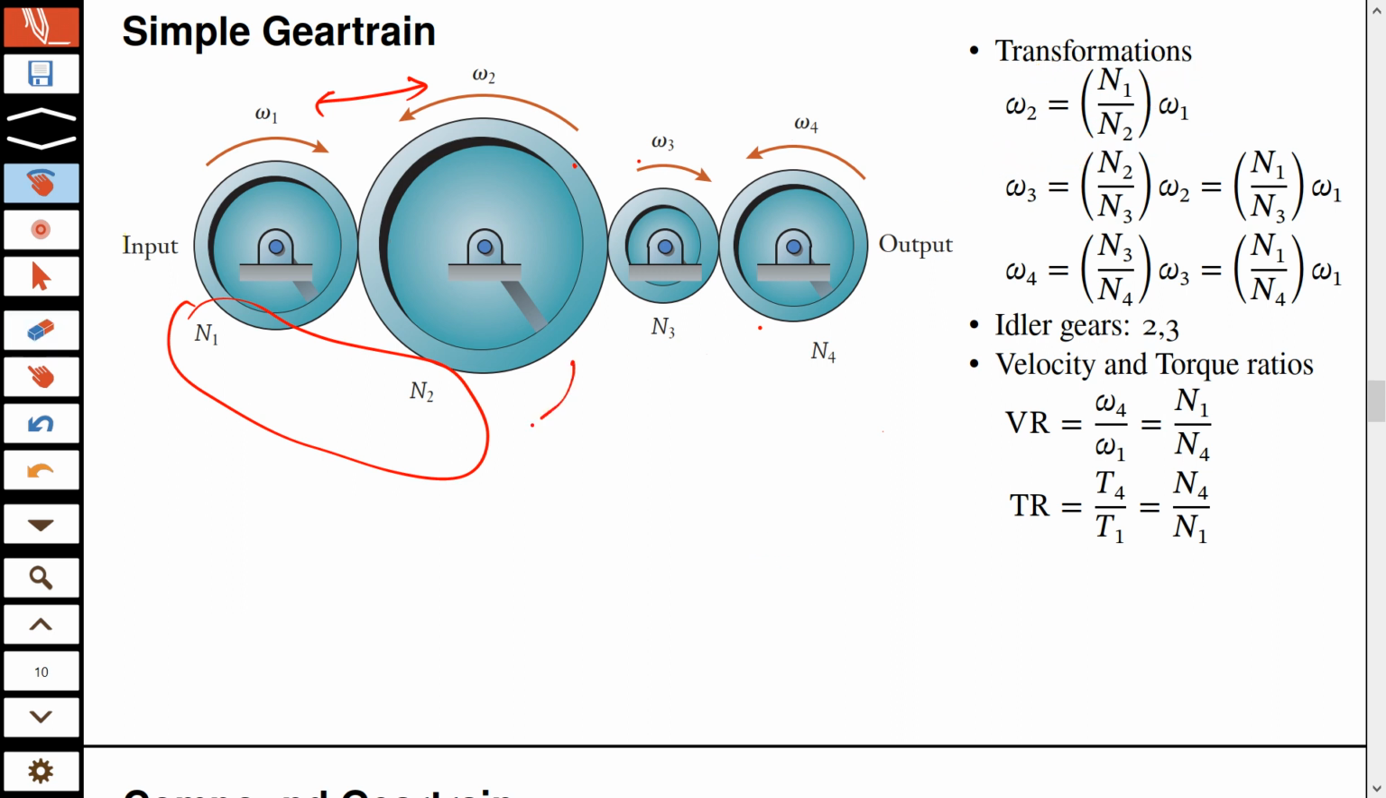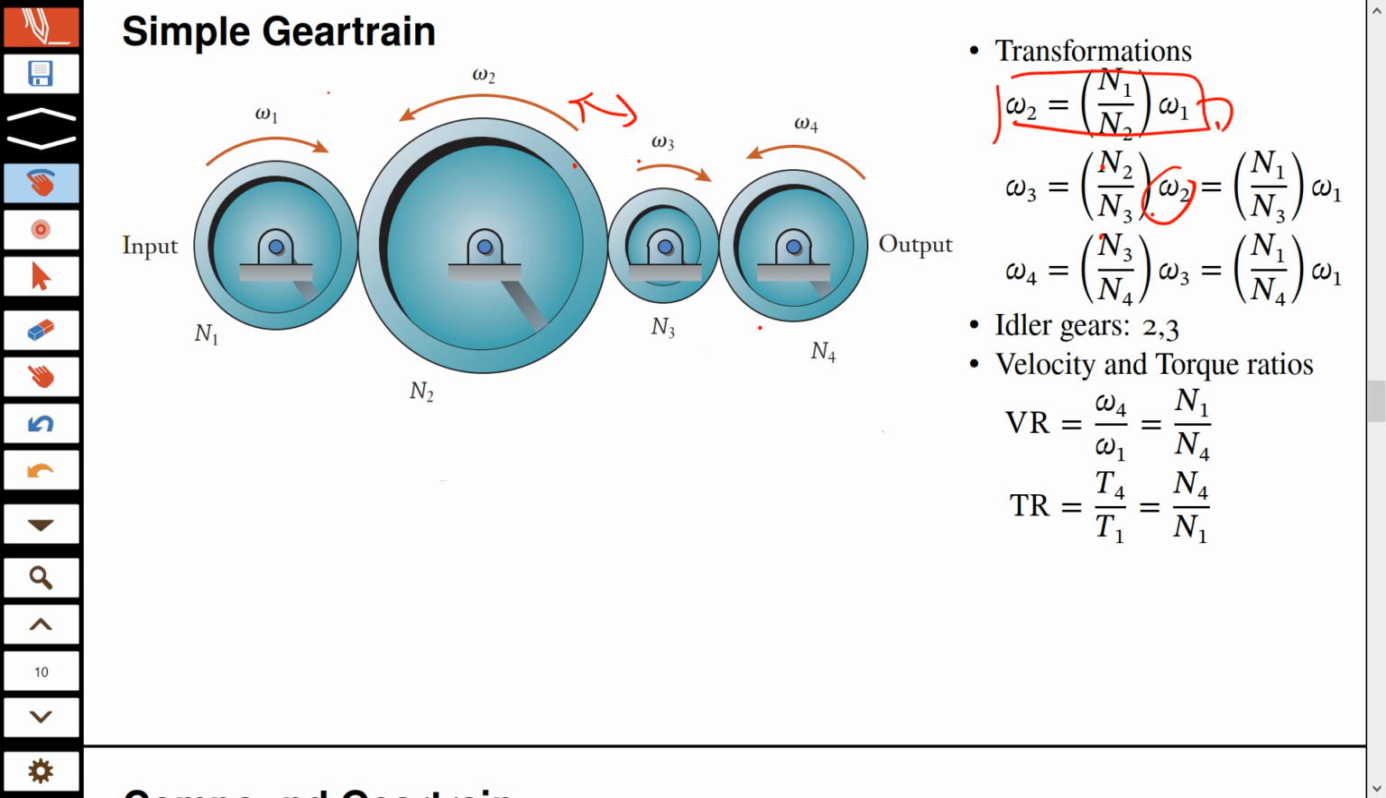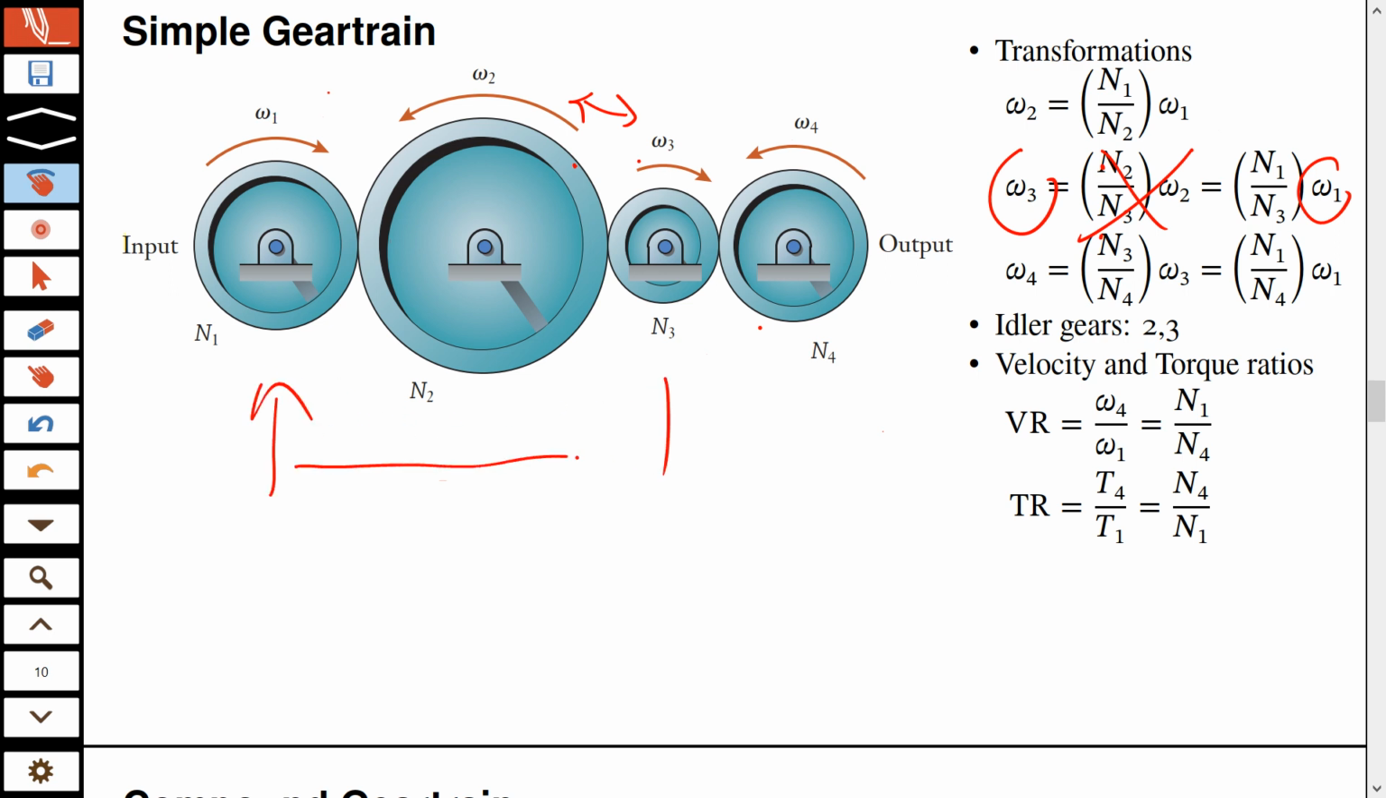Now we can do the same for the angular speed, the relationship between omega 2 and omega 3. So I take this as my output and this as my input, and I use similar relationships. And because omega 2 is available from the first equation, I can plug it, and after some cancellation, I will get a direct relationship between omega 1 and omega 3. So you can simply ignore this. Okay, so omega 1 can be connected to omega 3.